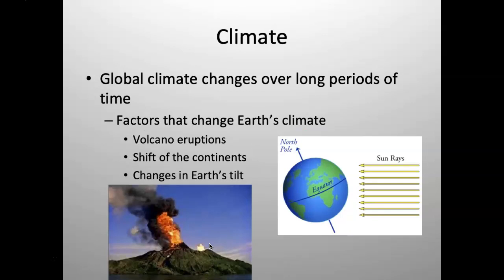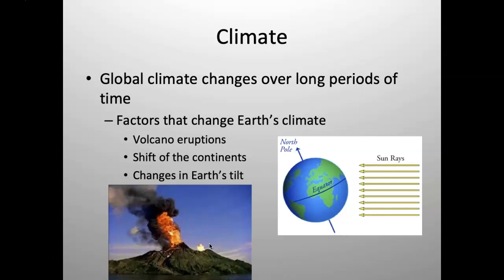The global climate has changed over long periods of time, just with short changes adding up over a long period. Factors that affect the Earth's climate include volcano eruptions. We talked about those volcanoes that supposedly started the Earth and gave us our atmosphere. Those can actually disrupt the amount of gases in the atmosphere and thus change the climate in that area.